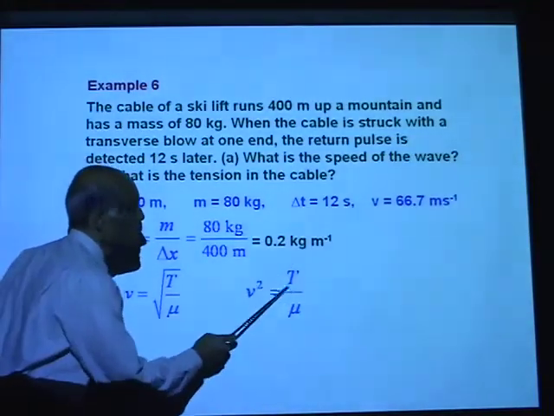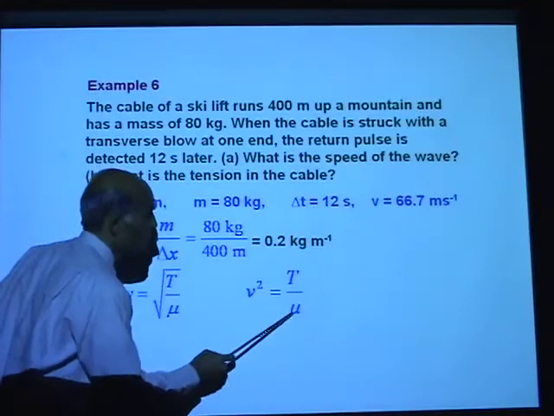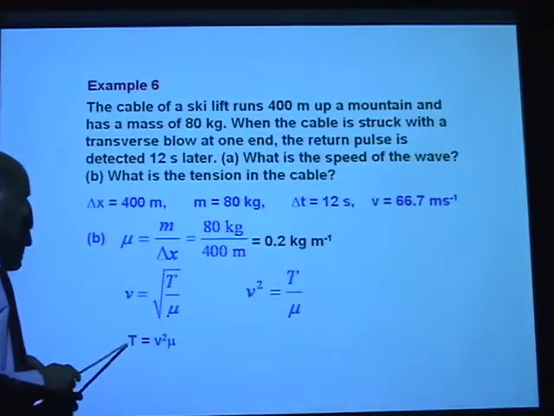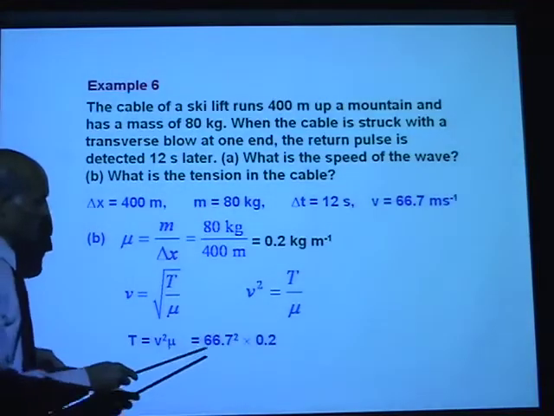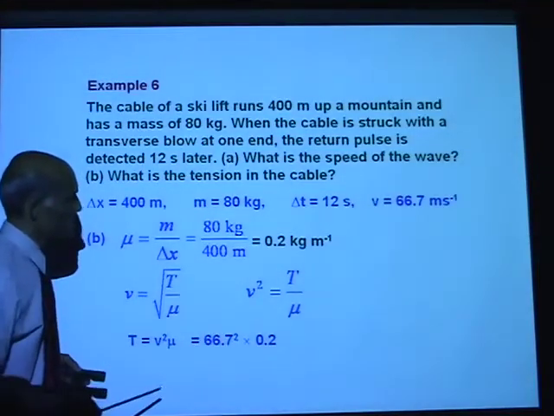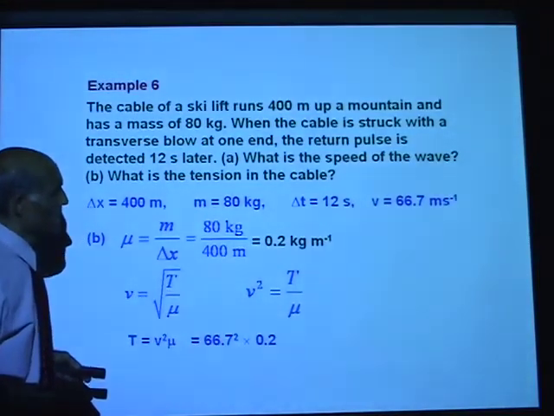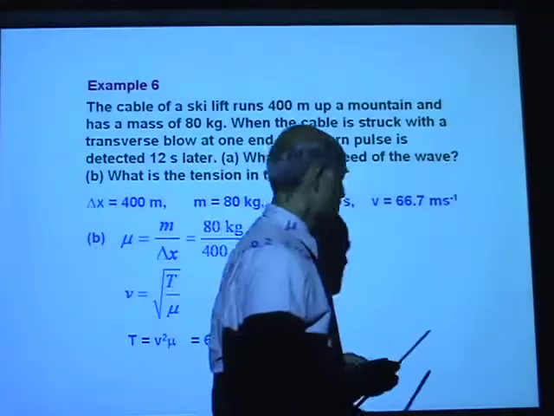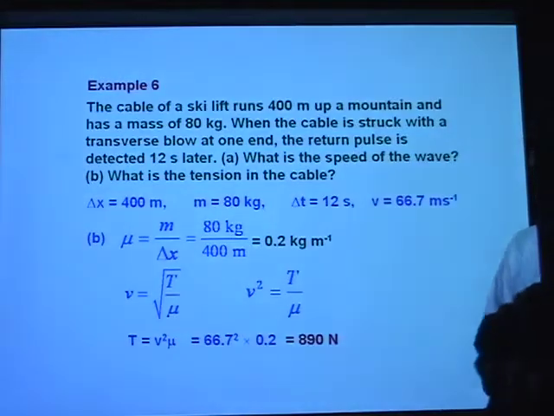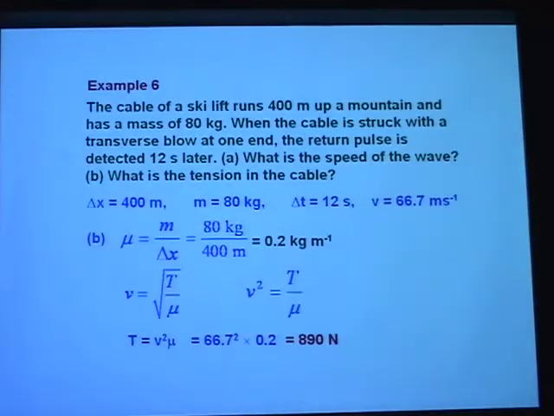What is T therefore equal to? It is V squared multiplied by mu. So T equals V squared multiplied by mu. And that will be 66.7 squared multiplied by 0.2. And that's equal to 890 Newton, the tension on that string. Is that right?